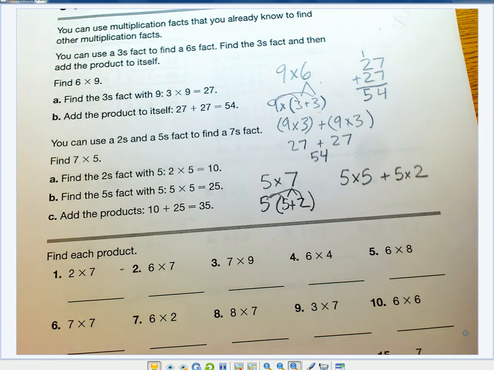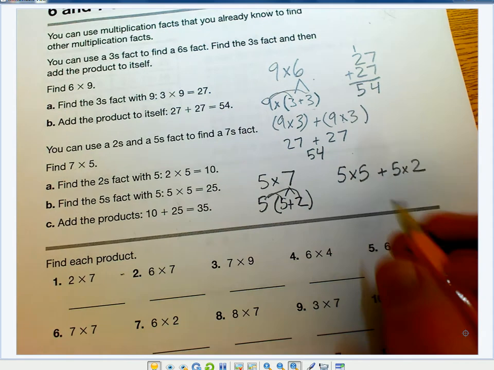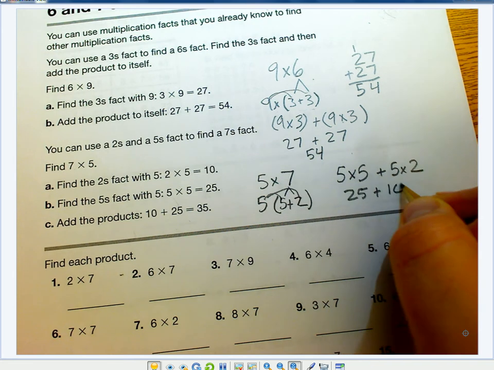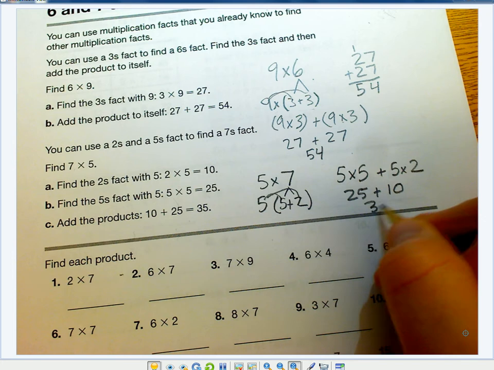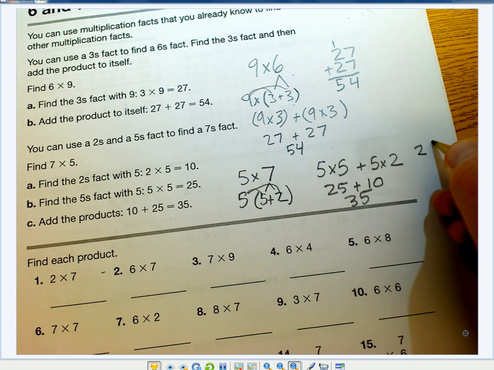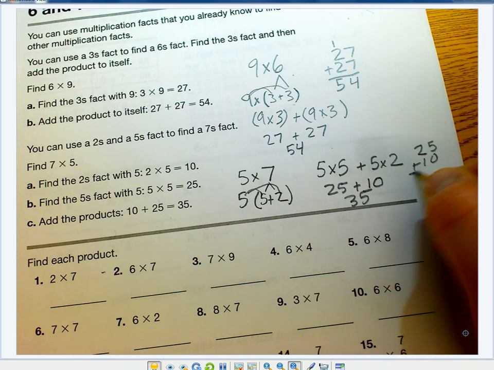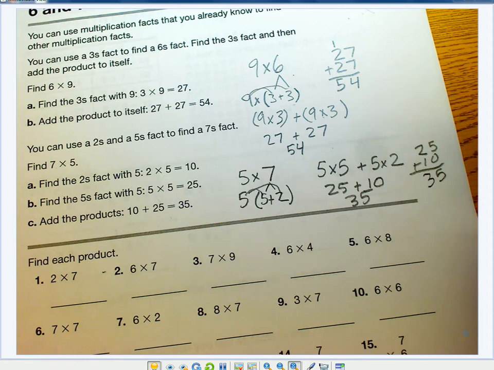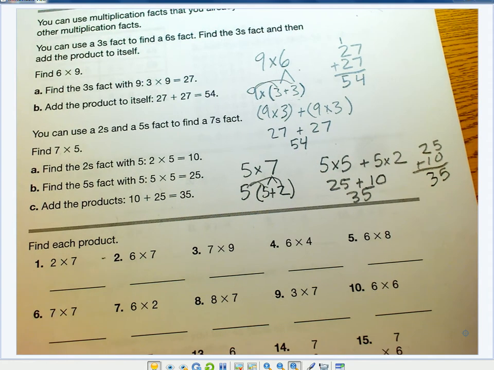Now we can skip count by 5s, or if we just know that fact right off the top of our head, we have 25 plus 10. 25 plus 10 is 35. We can stack and add that if we need to. 25 plus 10. 5 plus 0 is 5. 2 plus 1 is 3 to get our answer of 35 for 5 times 7.